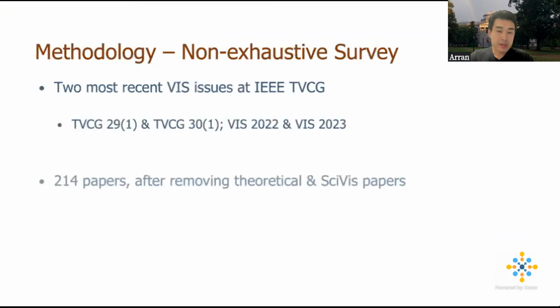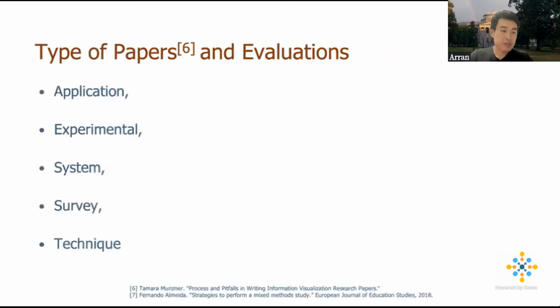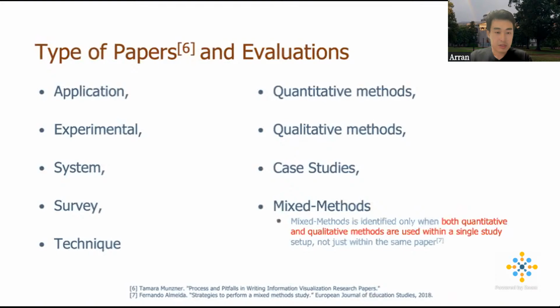In this work, we identify these trends through a non-exhaustive survey of the two most recent VIS issues at TVCG, which are VIS 22 and VIS 23. We included a total of 214 papers after removing the theoretical and some other VIS papers. We group the papers into five types: application, experimental, system, survey, and technique. We also categorize the evaluation methods into different groups, from quantitative to qualitative and case studies. And we also have a mixed method here.